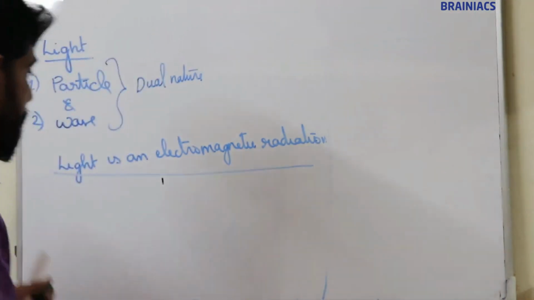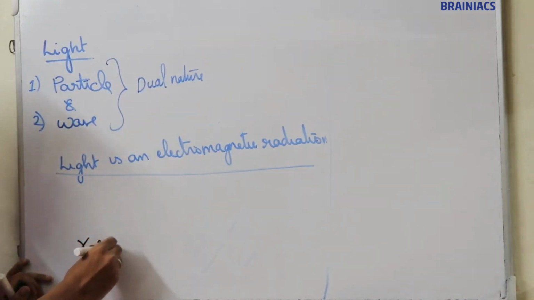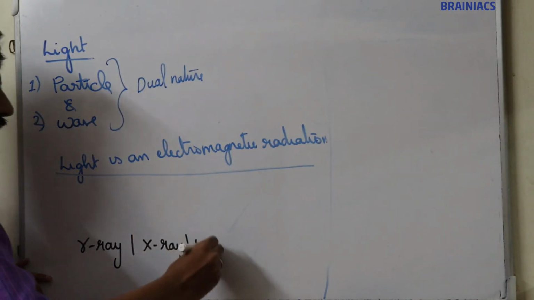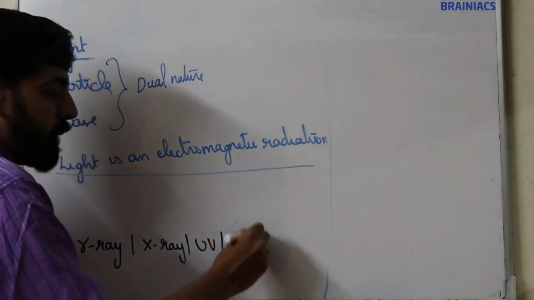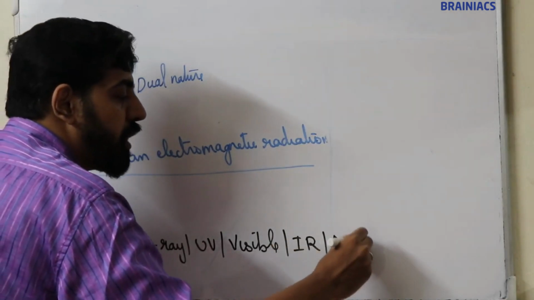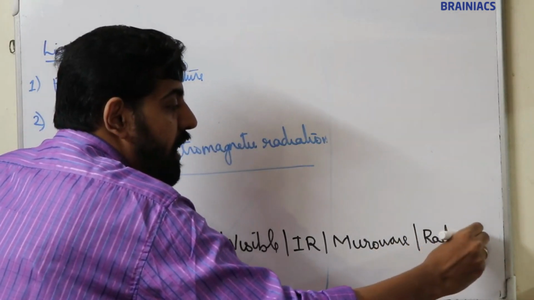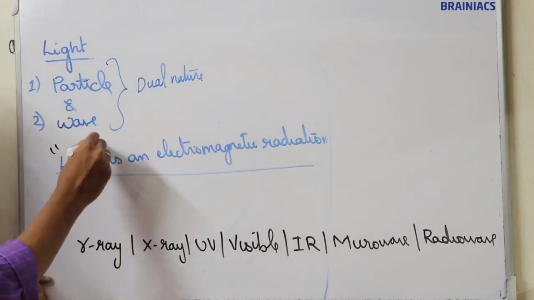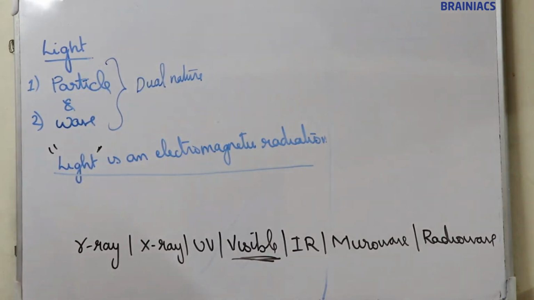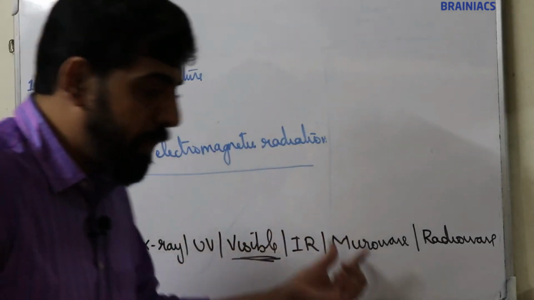They are gamma rays, X-rays, ultraviolet rays, normal visible light, infrared, microwave, radio wave. All these are electromagnetic radiation. Initially we thought only visible light is electromagnetic radiation. Then we came to know that there are other electromagnetic radiations. They are gamma ray, X-ray, ultraviolet, visible, infrared, microwave, radio wave.